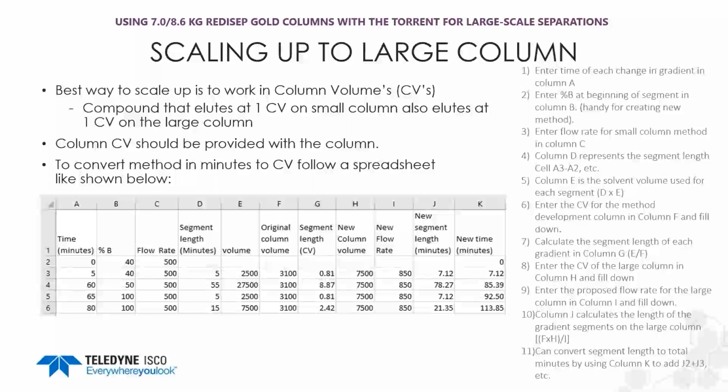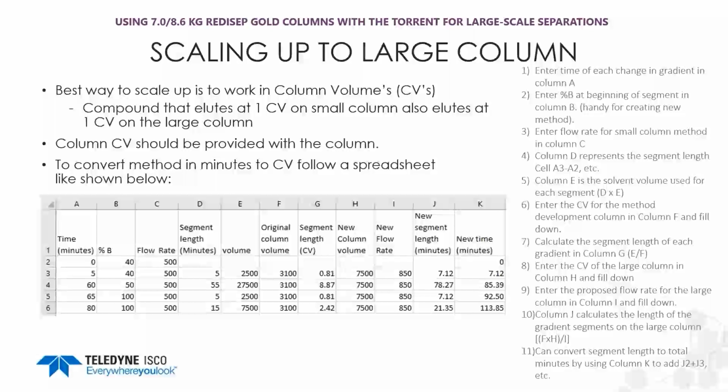You guys can access this via our website. There's a technical note describing it. And basically what you need to do is, if you follow a spreadsheet like this, you enter the time of each change in the gradient in column A, enter the %B at the beginning of the segment, and then the flow rate, and that'll go ahead and generate and represent the segment length in cells A3 and A2.